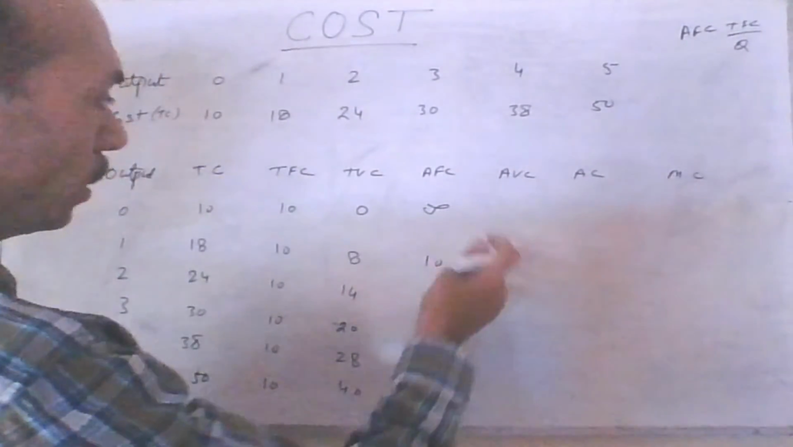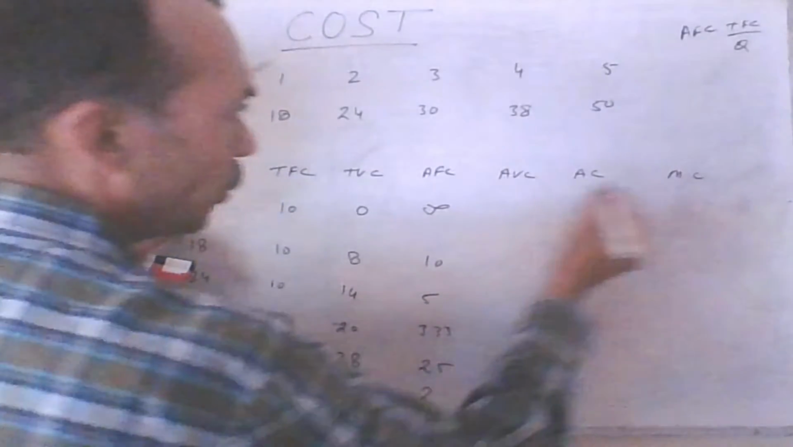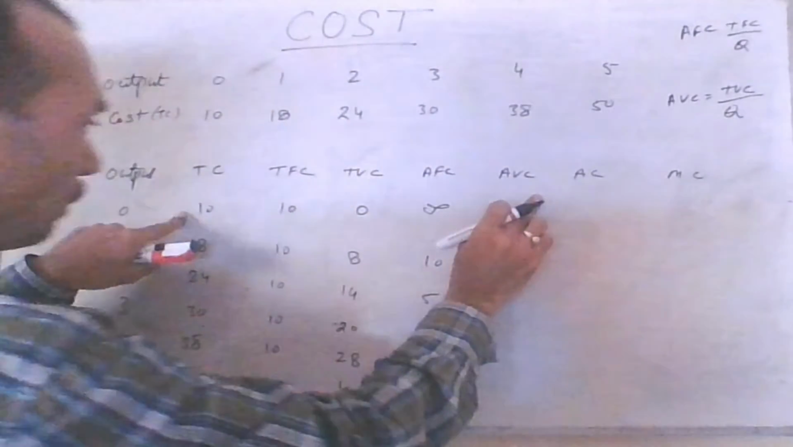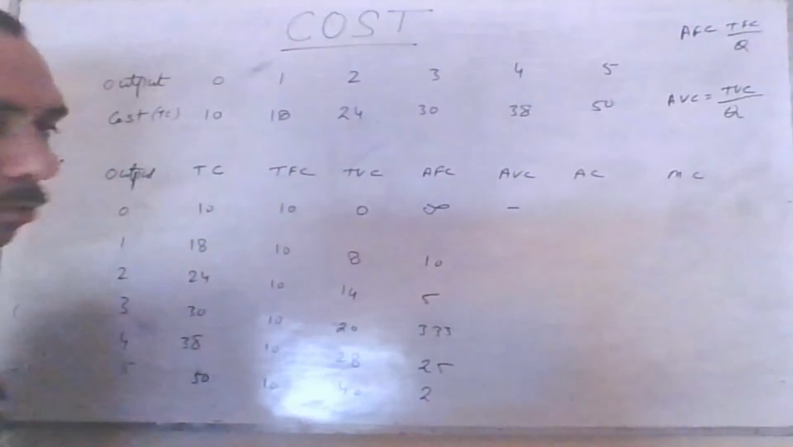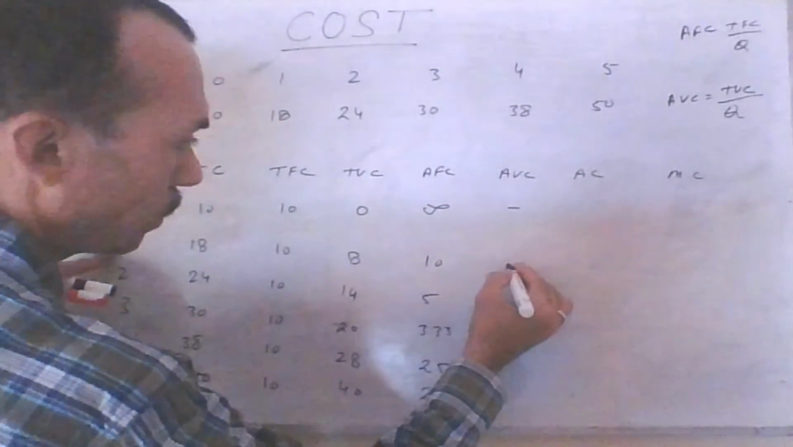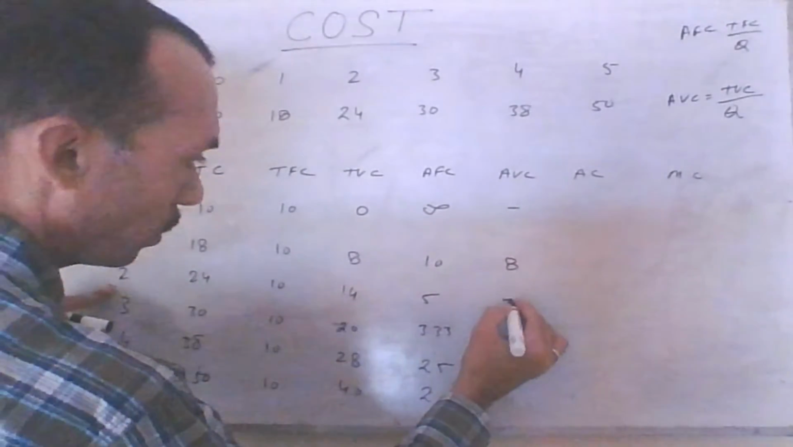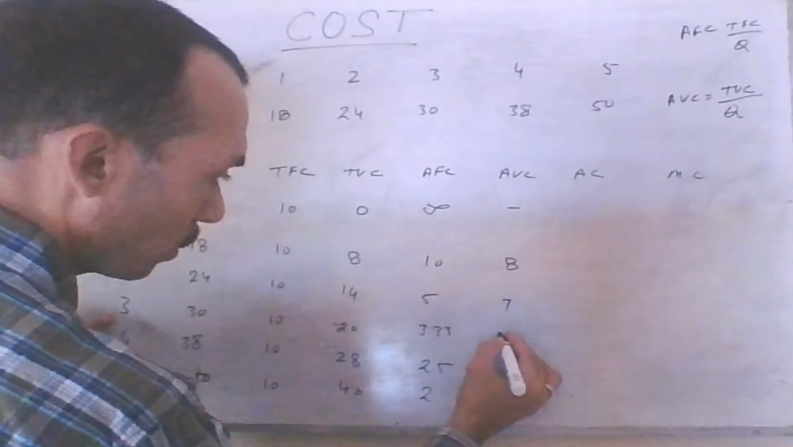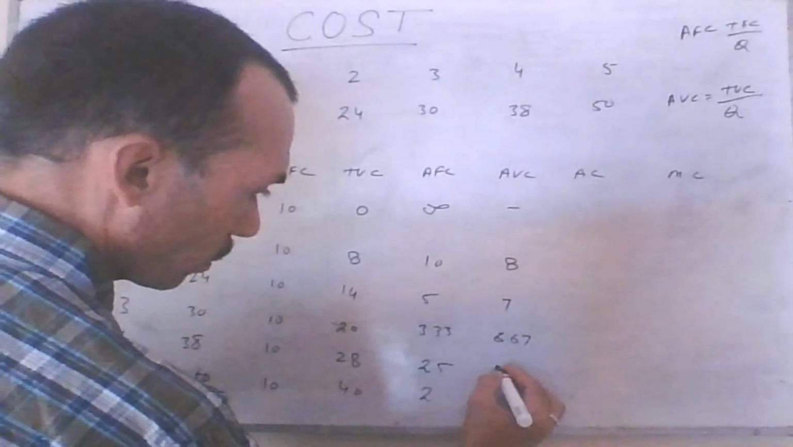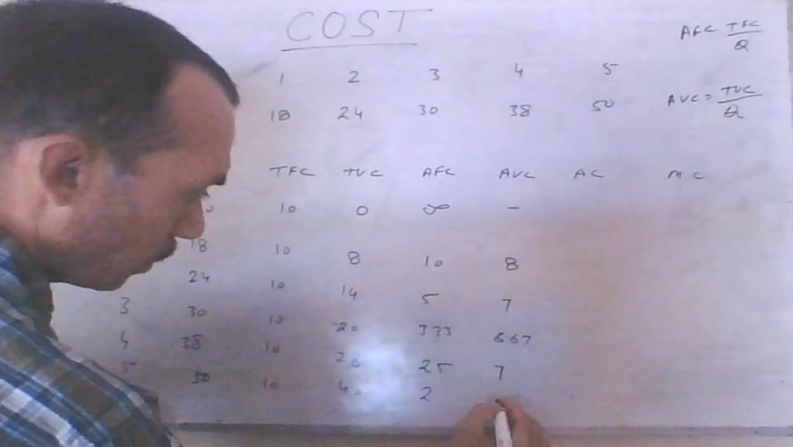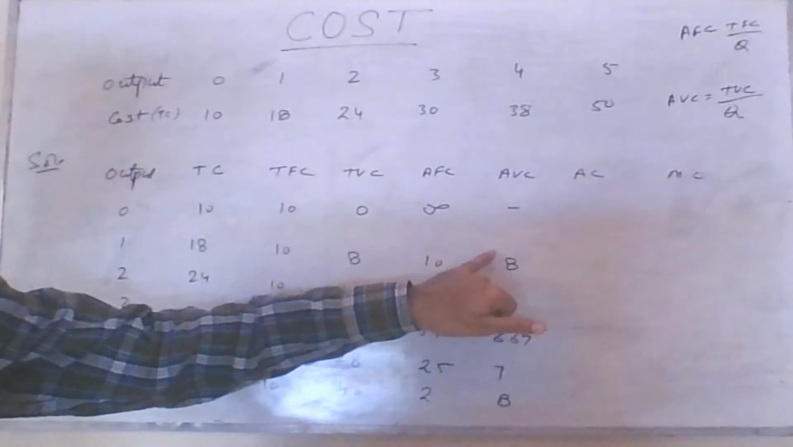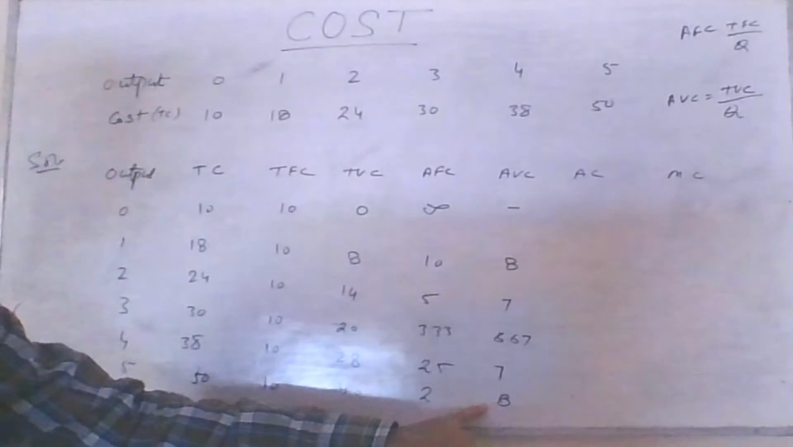Now, ABC. ABC equals total variable cost divided by output. Definitely it is 0 or nothing at output 0. So when the total variable cost is 8 and output is 1, 8. 14 divided by 2, 7. 20 divided by 3, 6.67. 28 divided by 4, 7. 40 divided by 5, 8. It means ABC initially falls, reaching lowest, then starts to rise. It is a U-shaped curve.